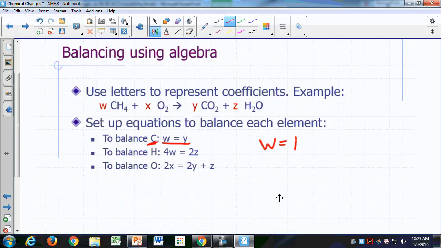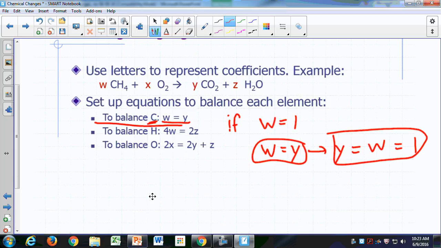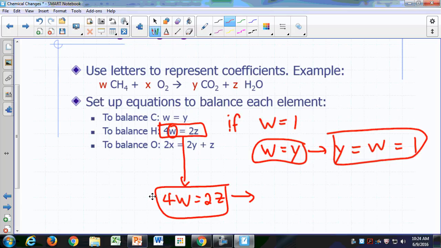Okay, so let's say W is 1. Then, in order for carbon to be balanced, W must be equal to Y. So I can solve for Y. Y equals W, so Y must be equal to 1. Now that I know W and Y, what else can I figure out? Well, I know W, and 4W is 2Z, so I only have one unknown left here. So I can solve for Z. I can say 4W equals 2Z, right? Divide both sides by 2. So Z is equal to 2W, so 2 times 1, which is equal to 2. So Z is equal to 2.